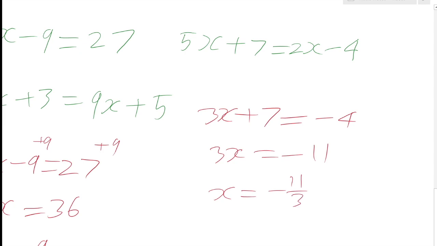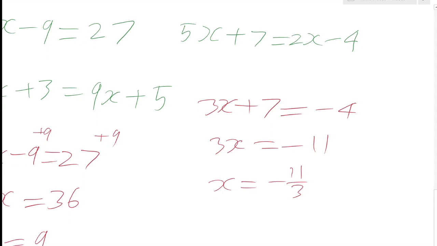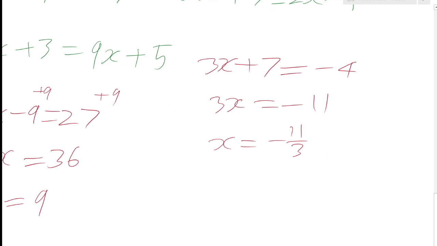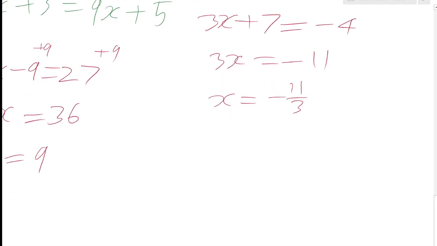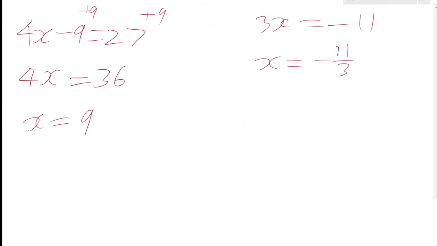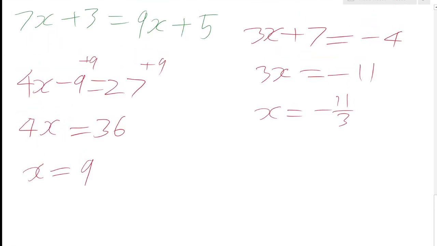Generally, leave things as fractions unless otherwise stated. Fractions are more accurate than decimals because they convey all the information. Obviously, if you're told to leave it to a certain number of sig figs or decimal places, do that instead. But otherwise, fractions are more accurate, more correct, and also easier to work with in other expressions. So there we get x is minus 11 over 3, and finally we had 7x plus 3 equals 9x plus 5.